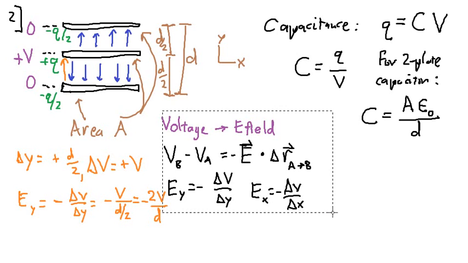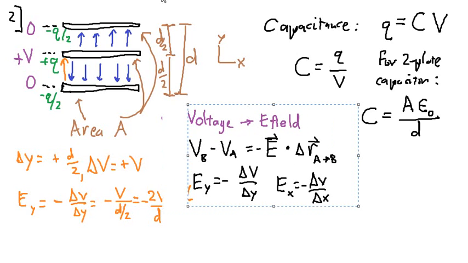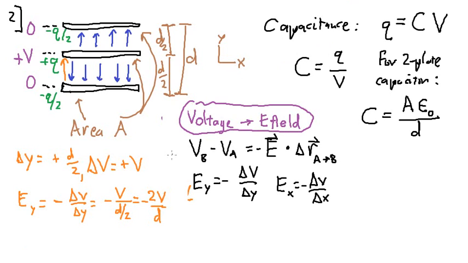So that means the electric field in here, in the y direction, and the electric field is only going to act in the y direction because we've got these plates lying along the x-axis, okay? So E_y, which is going to be our entire electric field, is negative delta V over delta y, and that's going to be negative V over D divided by 2, which is then negative 2V over D, okay?